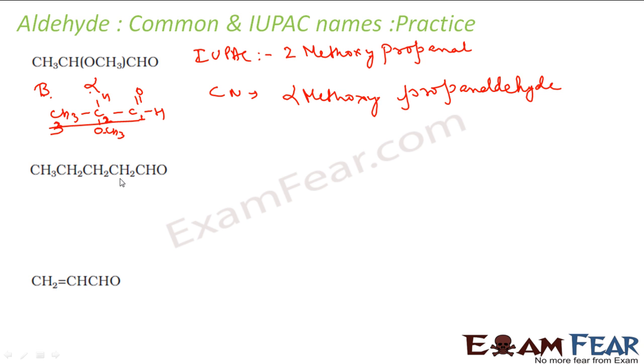Let's take this as a straight chain, right? 2, 3, 4 carbon, and let's see. This is the chain we have. You can add extra carbons if you want.